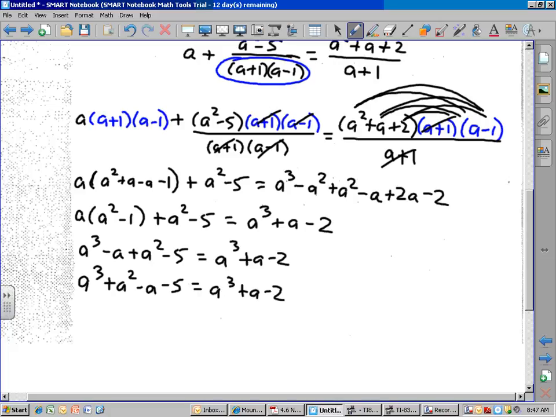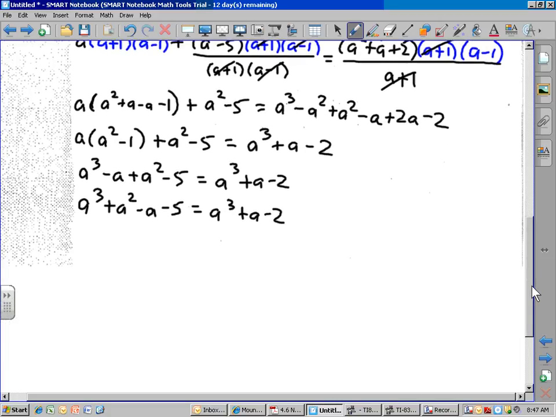So we got rid of the fraction. We've cleaned up both sides. We now want it to be equal to 0. We always want to get the equation equal to 0 to solve it. So I'm going to go ahead and subtract the a minus 3 to the other side. I'm going to go ahead and subtract the a to the other side, and I'm going to add a 2. So I'll show that here.